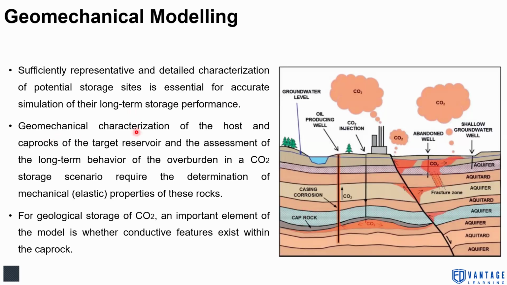Geomechanical characterization of the host and cap rocks of the target reservoir, and assessment of long-term behavior of the overburden in a CO2 storage scenario, requires determination of the mechanical properties of these rocks. Of course, your 1D mechanical earth model is the kind of model that will give us the mechanical properties of these rocks. Right? You can see here, I'm injecting CO2 below the cap rock, assuming that it'll be stored for a longer period of time. But you can see the fault is getting reactivated, and through the fault it is migrating to other layers, and through the fracture zone it is again going up. Right? Again, it is generating emissions.